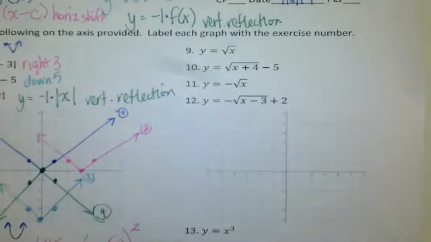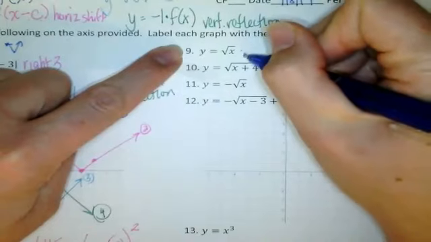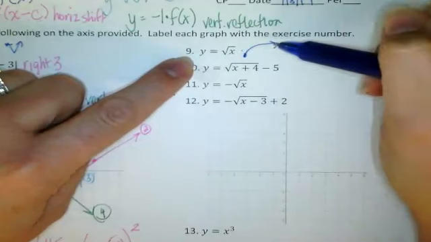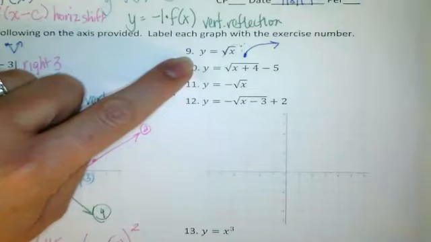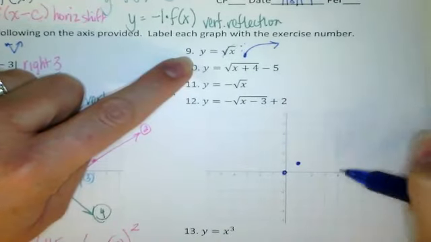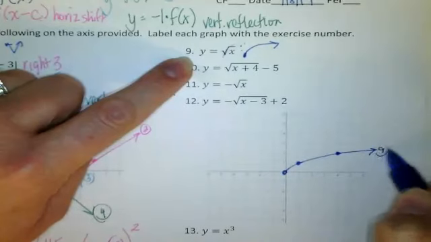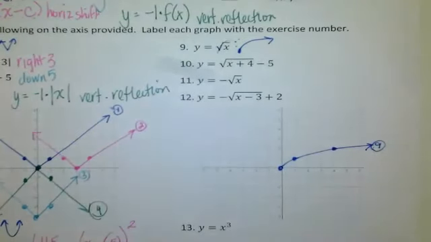All right, ladies and gentlemen, number 9. What is the shape of our parent function? Swoop. You'll notice the shape of the square root swoop is almost the same as the shape of the root radical. So number 9 there is our square root swoop. Number 10, what transformations do we have to our base function?